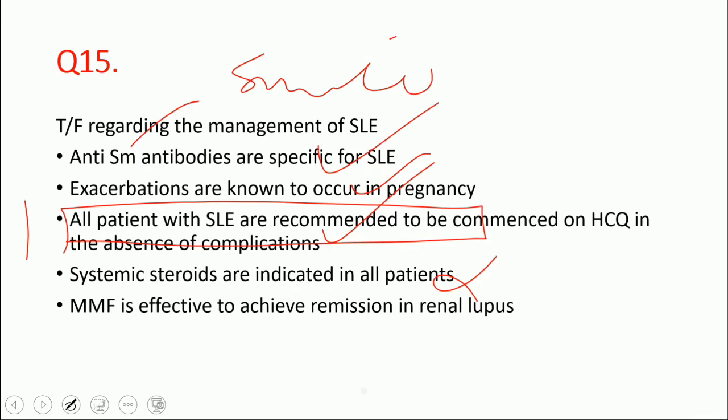Right. Now, finally, in patients who have very severe organ manifestations, we use strong immunosuppression, like cyclophosphamide and MMF, and they are effective. So MMF is effective to achieve remission in renal lupus is true. So is cyclophosphamide, mainly in renal lupus, especially the more aggressive forms of renal lupus like class 3 and class 4. Right. Any questions?